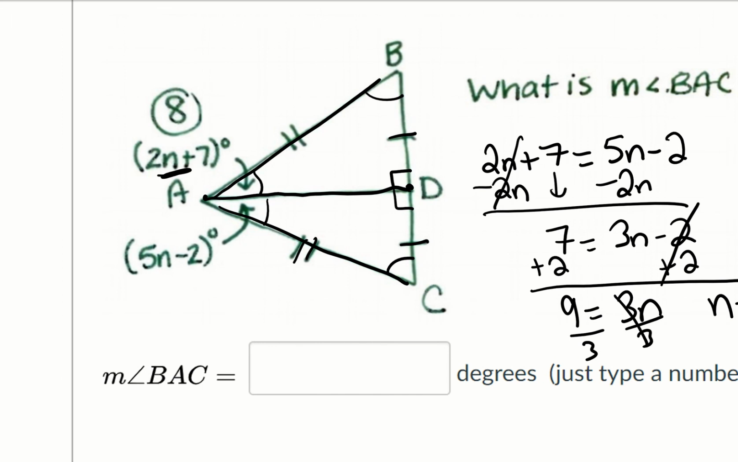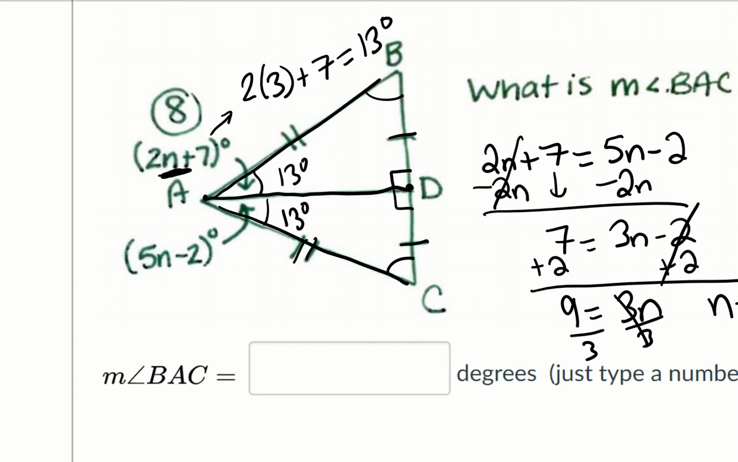Okay, so we got our n, and we're going to plug it into either one of these. It doesn't matter which one. I'm going to plug it into this one. So I get 2 times 3, which is 6, plus 7, which is 13. So this is going to be 13 degrees, and because we said they're equal to each other, this is also going to be 13 degrees.